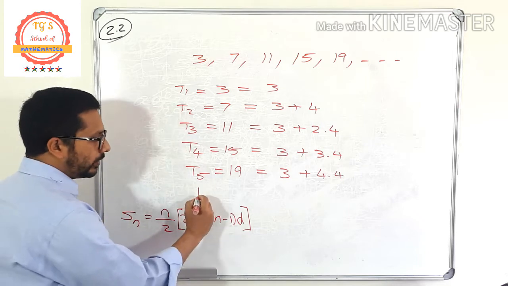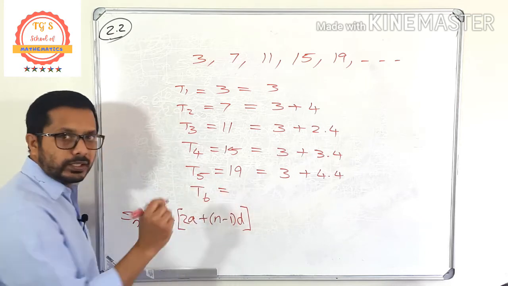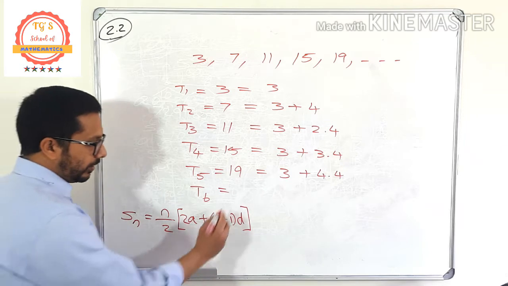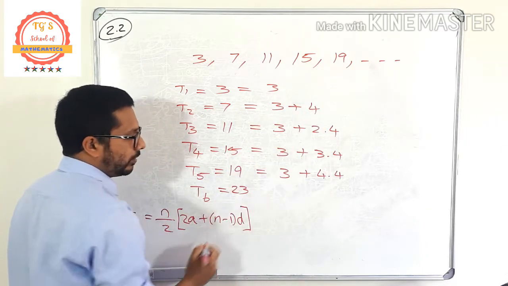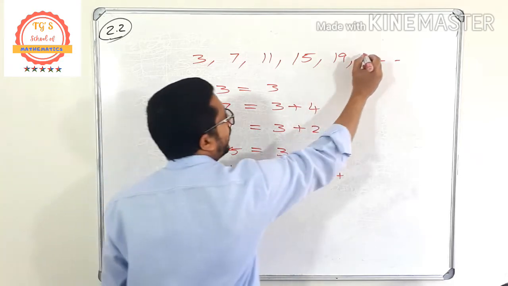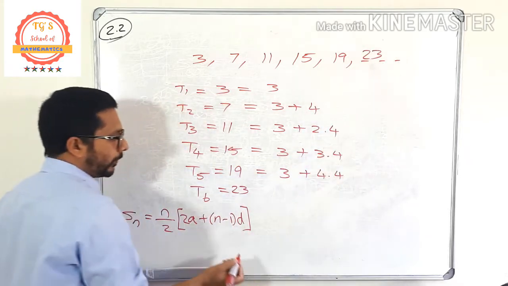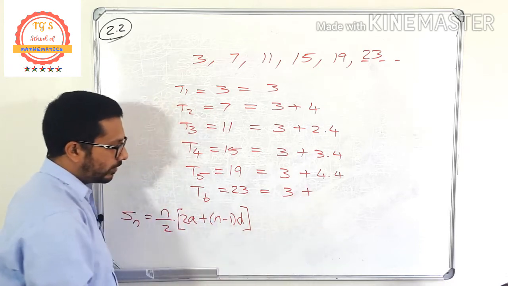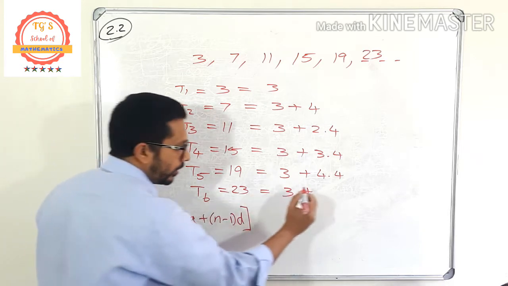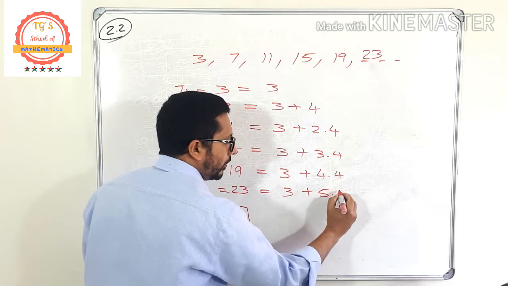If I want to write the sixth term, that is important. What is the sixth term? Plus 4, that means 23. Sixth term, next term is 23. Okay, so how can we write that one? 3 plus, for the sixth term, look at how I am going to write: 5 into 4.